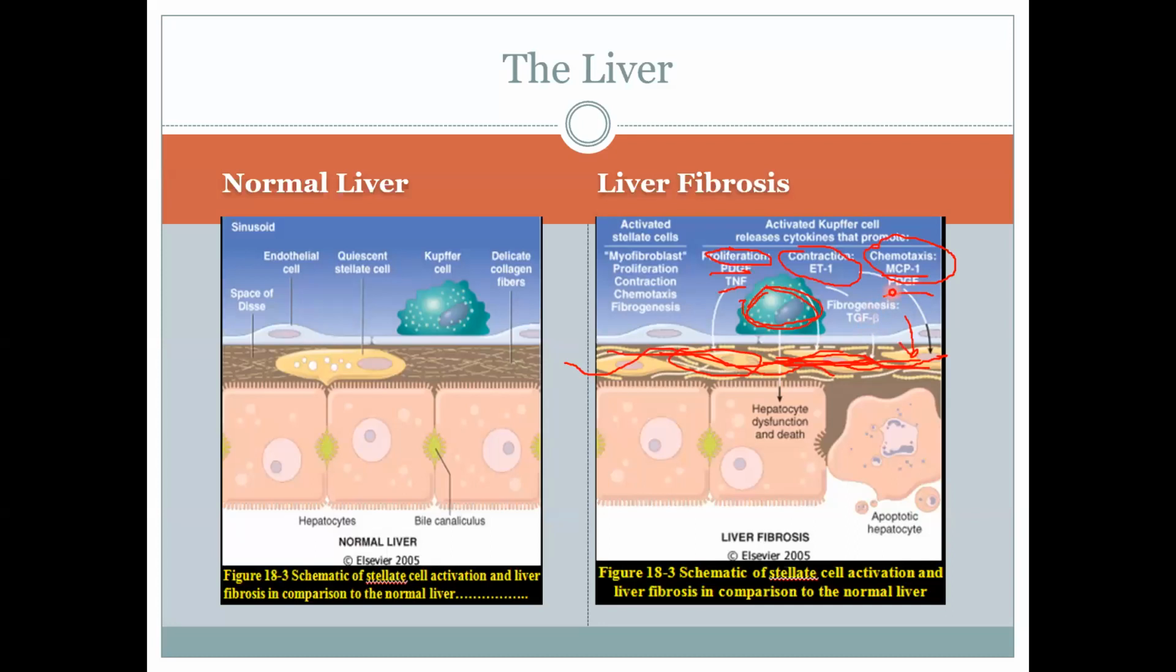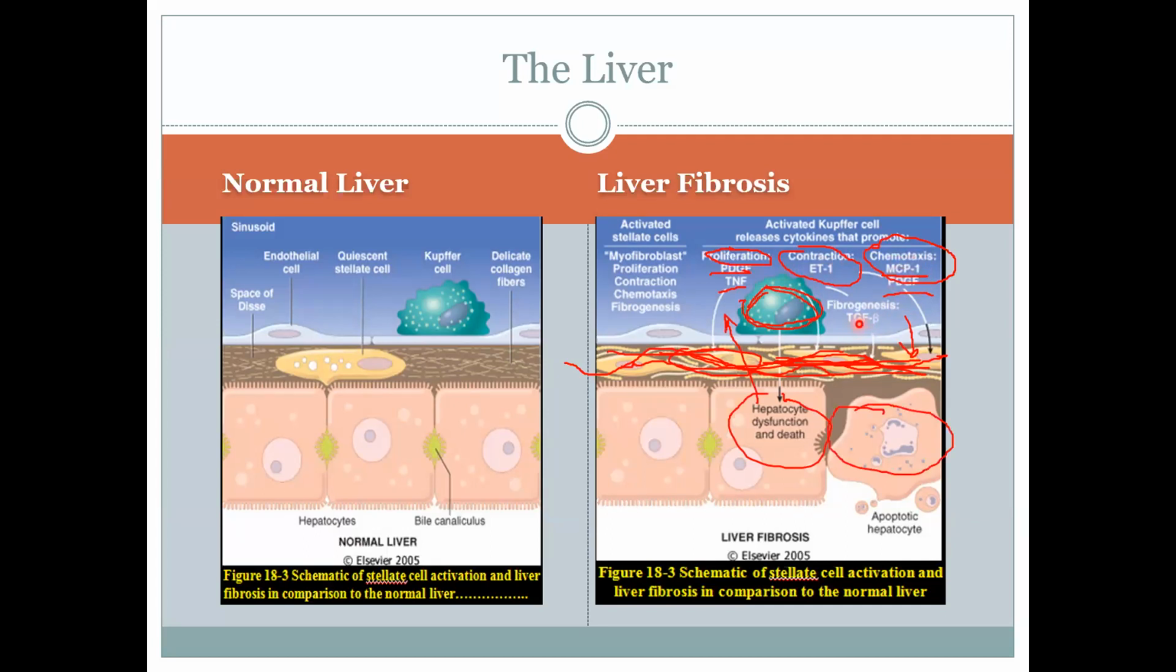Now, the third kind of cytokines produced by the Kupffer cells are chemotactic. They are going to recruit more inflammatory cells and more fibroblastic cells to the site of action. One of them is monocyte chemoattractant protein 1, and again, the PDGF. So that is what you call proliferation, contraction, and chemotaxis.